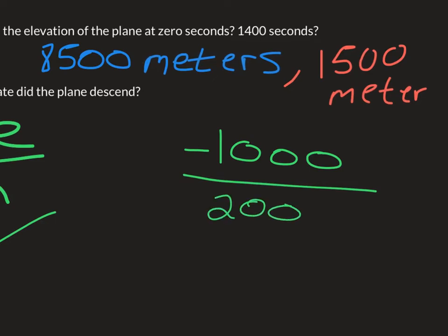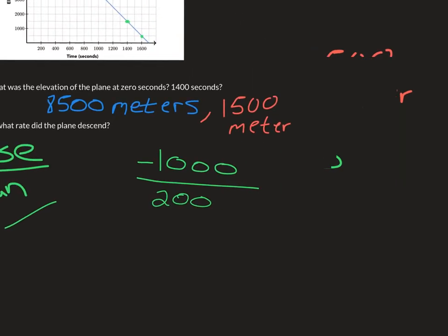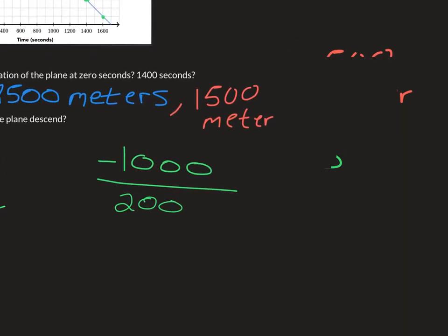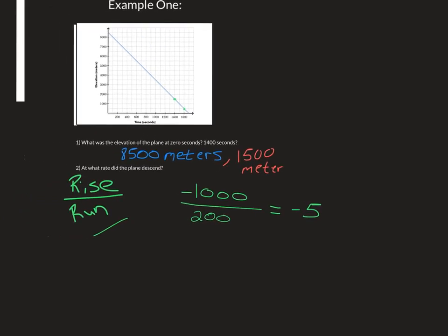And the last thing that we need to do, we have rise over run. The over actually means divide. So the last thing we need to do is divide these. And when we do, negative 1,000 divided by 200 is equal to negative 5. So the answer to question 2 was negative 5.